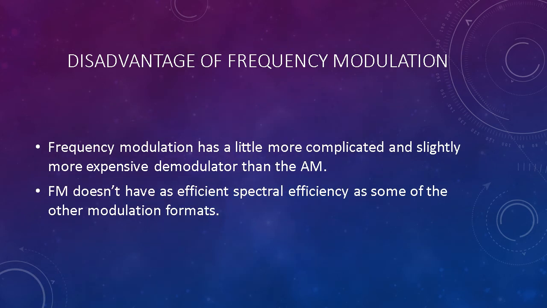Disadvantages of frequency modulation. Frequency modulation has a little more complicated and slightly more expensive demodulator than AM. Frequency modulation doesn't have as efficient spectral efficiency as some of the other modulation formats. So these are the disadvantages of frequency modulation. What does it mean by spectral efficiency? This means that the receiving signal of the FM signal is small.